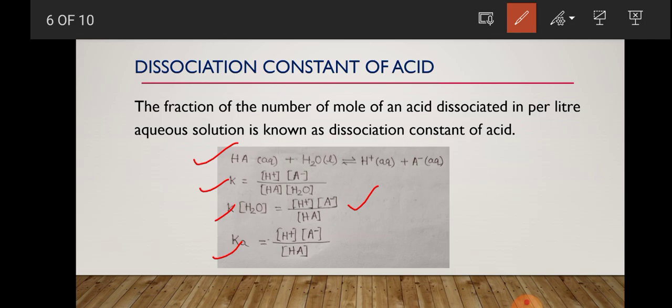and the larger the value of Ka is, the higher is the concentration of hydrogen ion. Therefore, stronger is the acid. That means if the hydrogen ion concentration is more, then we get a larger value of Ka, and then we say this acid is stronger. So, knowing the dissociation constant of acids, their relative strengths can be compared.